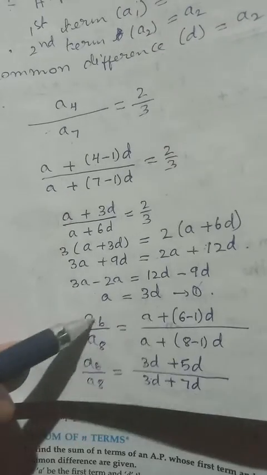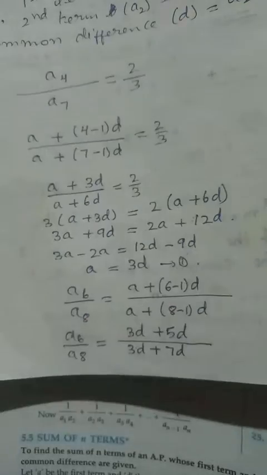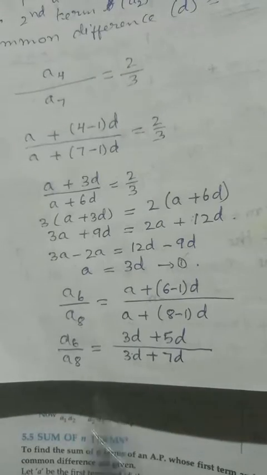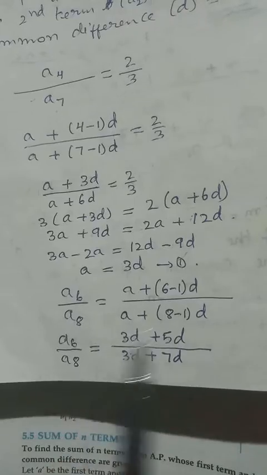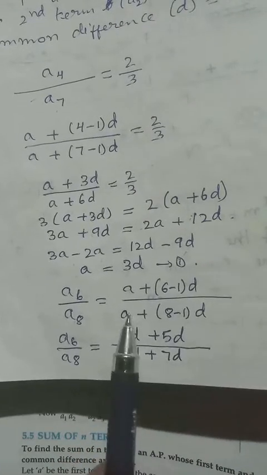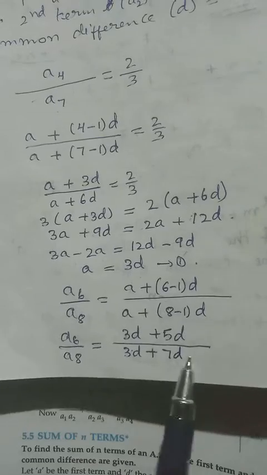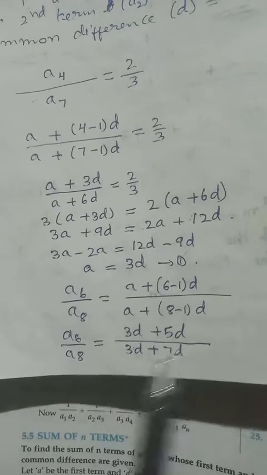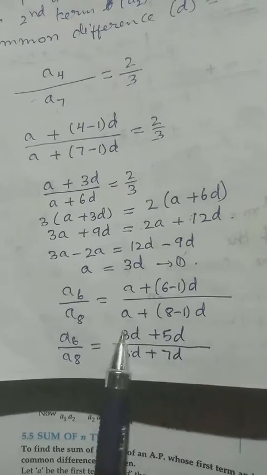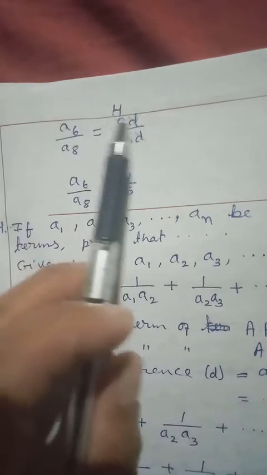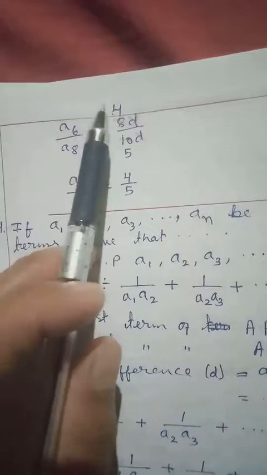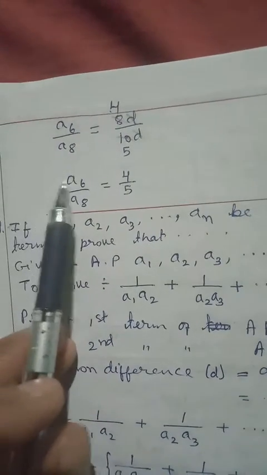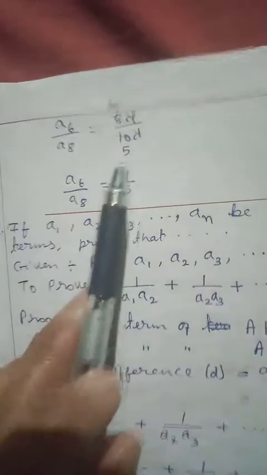Now we have to find a6 by a8. Let's apply the general term formula. In place of n we put 6, and in place of n we put 8. So a plus (6 minus 1), a plus (8 minus 1), so we get 5d and 7d. But a we already have as 3d, so replace both a's with 3d, with a plus sign. So we can do 5 plus 3 is 8, 7 plus 3 is 10. So 8 and 10 we can divide by 2, d gets cancelled. So 2 into 4, 2 into 5. That means the value of a6 by a8 will be 4 by 5.